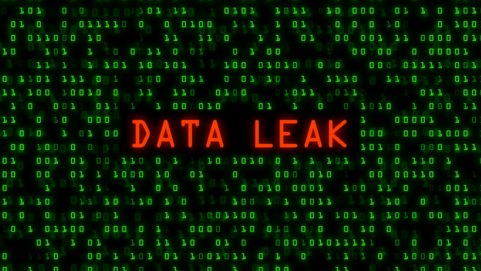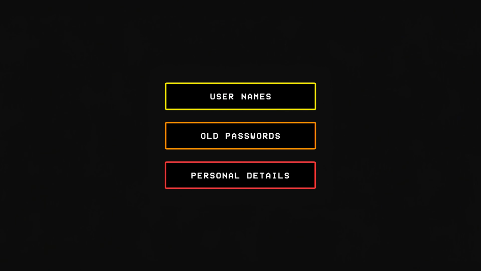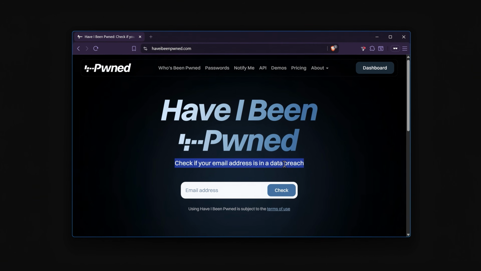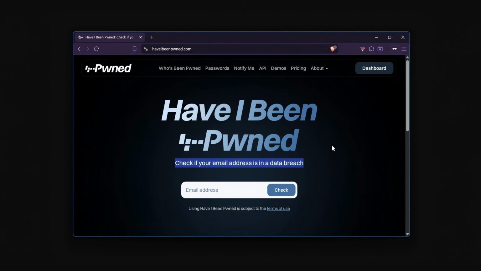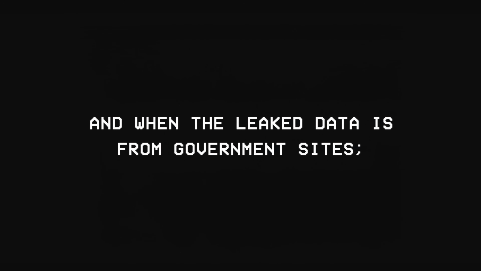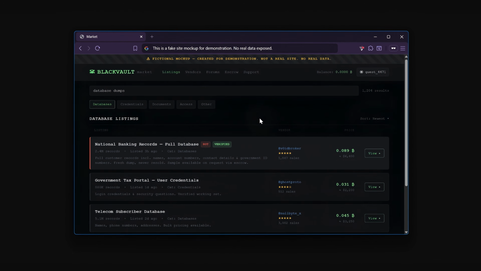Finally, we have data breach and leak analysis, which is where all the data that's leaked from past security breaches, like usernames, old passwords, and personal details, ends up floating around on public breach checking sites or for sale on dark web marketplaces, and when the leaked data is from government sites, the damage goes far beyond a few leaked credentials.